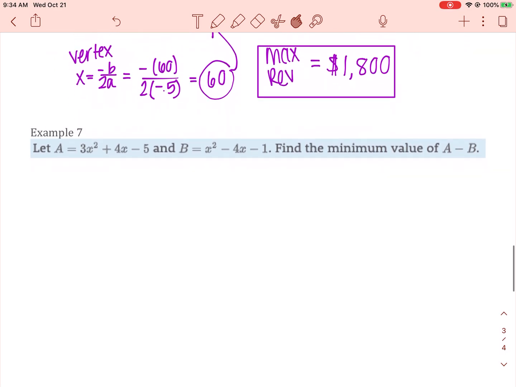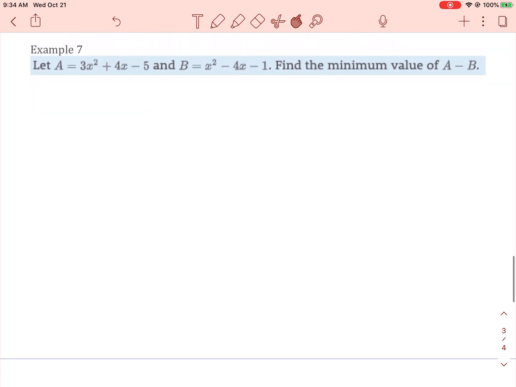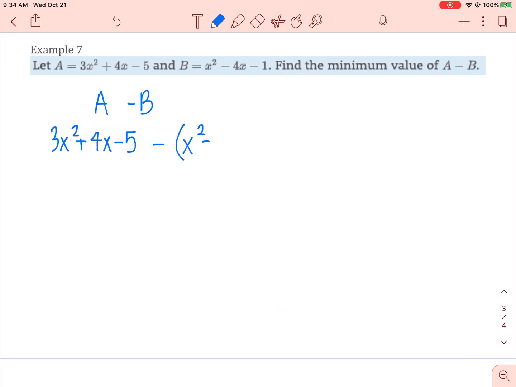Example 7. We now have two functions. Find the minimum value of a minus b. Well, first thing is we need to find what is a minus b, and then we'll find that minimum value. So we'll start with what we've done before. A minus b. Well, a is 3x squared plus 4x minus 5. And I'm subtracting. Notice my parentheses here.